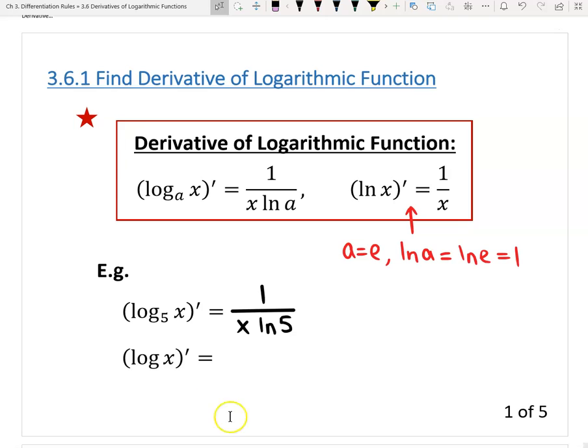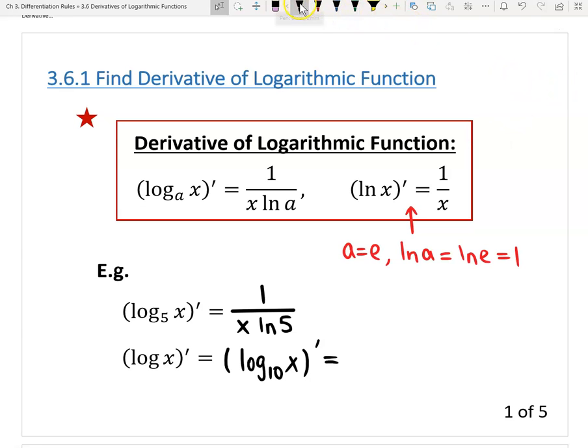The same for the second. The second is still a general one. We call it the common logarithm, right? Which means the base a equals 10. Let me write that first. So we have log base 10 of x, right? Okay, this is a common logarithm. And of course, in this case, a is 10.